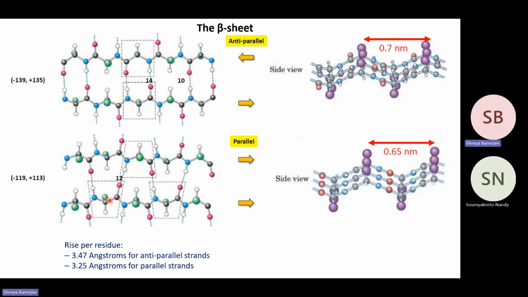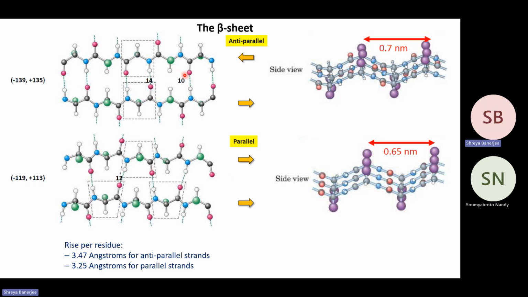Whereas if we count the number of members in the cyclic structure in the parallel beta sheet, again we'll start counting from this N: 1, 2, 3, 4, 5, 6, 7, 8, 9, 10, 11, 12. So it is a 12-membered ring. And you can see the next is also a 12-membered ring. So in parallel beta sheet, it is only 12-membered rings that are formed by the hydrogen bonding interactions. So it has only one kind of cyclic structure.